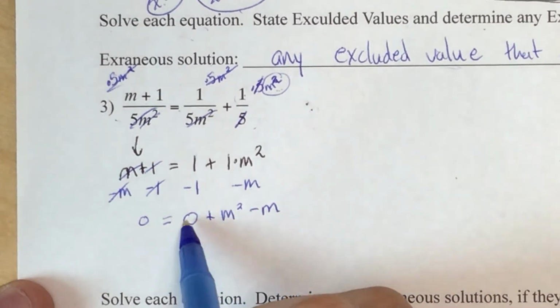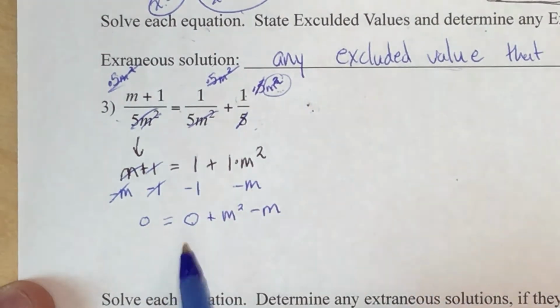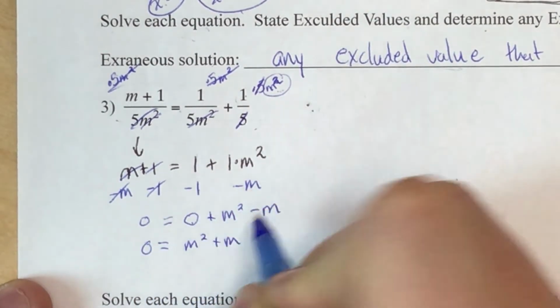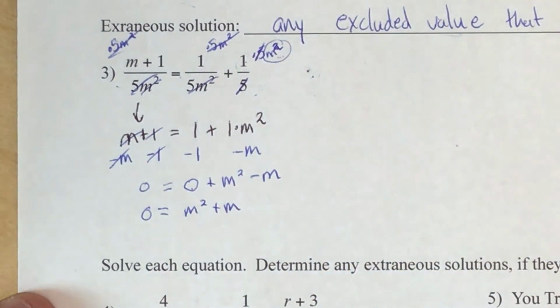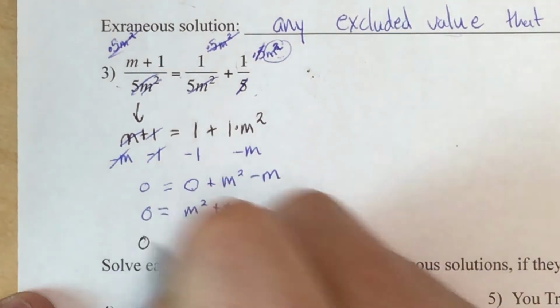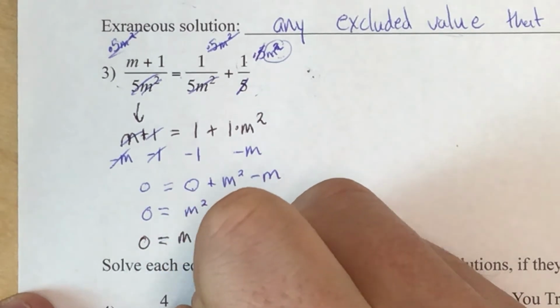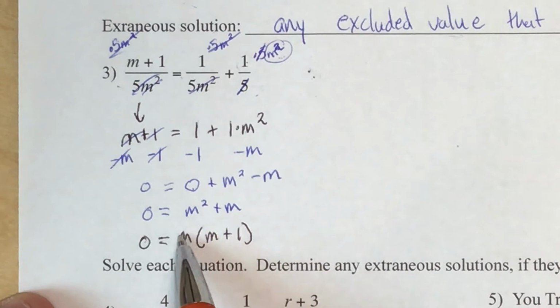Now I'm going to rewrite this. You don't really need this 0. I just wrote that because that's the like terms added together. So really this is 0 equals m squared plus m. Once we have it simplified, we are going to factor this. And so this 0 is equal to, once we take the GCF of m out, you just get m times m plus 1. Because m would multiply to get m squared, and m multiplies to the 1 to just get 1m.